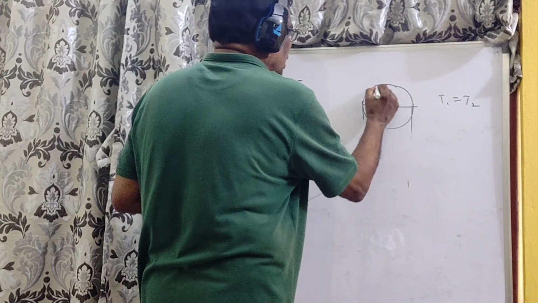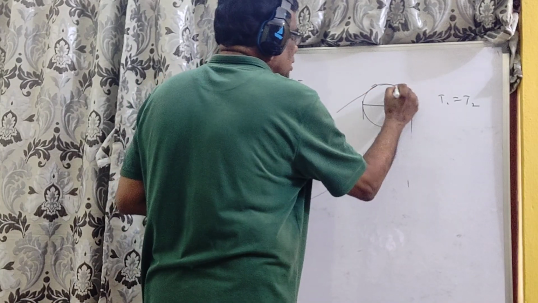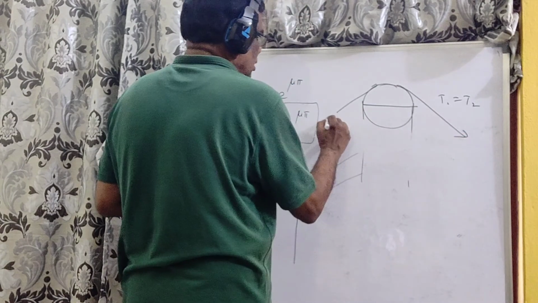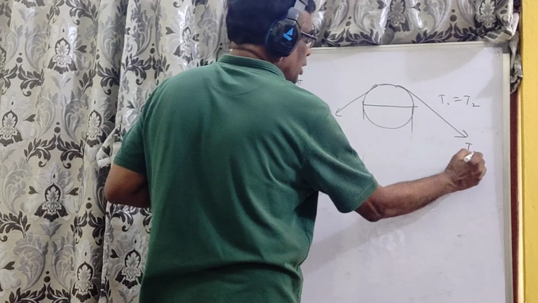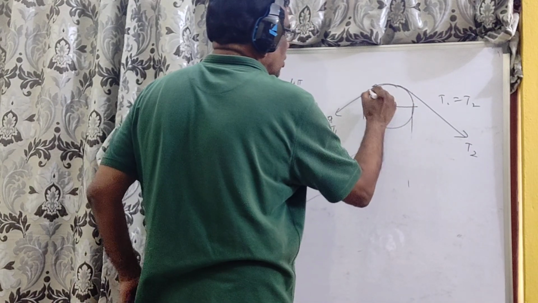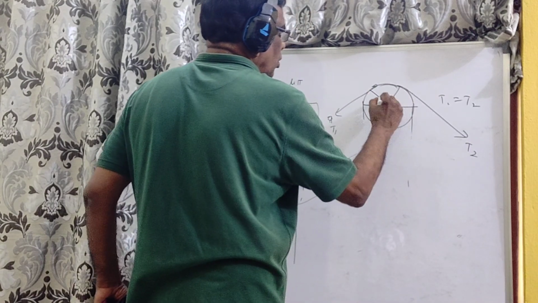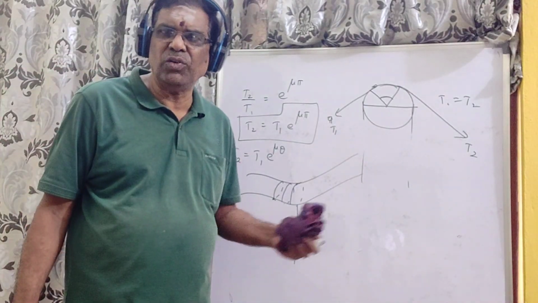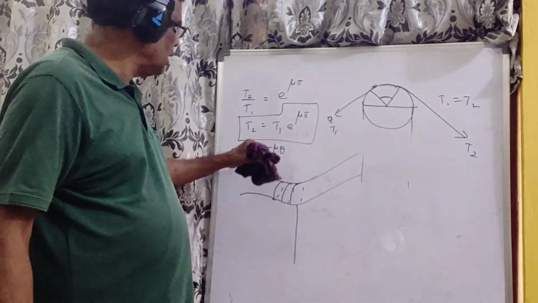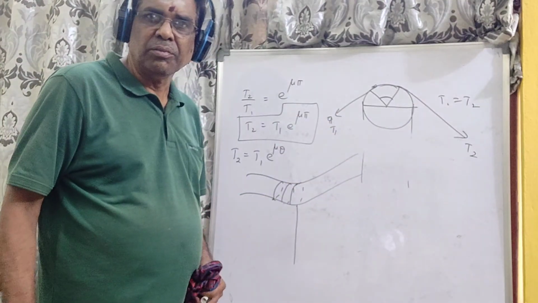It is possible that this may be your T1, this may be T2. So you have to look at this angle. That may be pi by 6, pi by 4, pi by 2, anything. That is what you have to substitute.